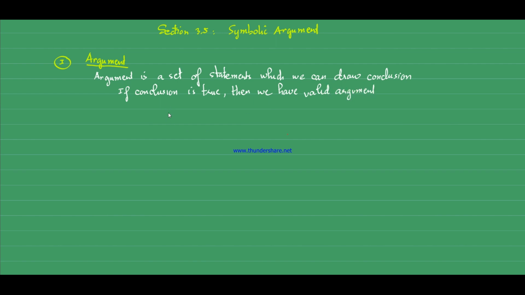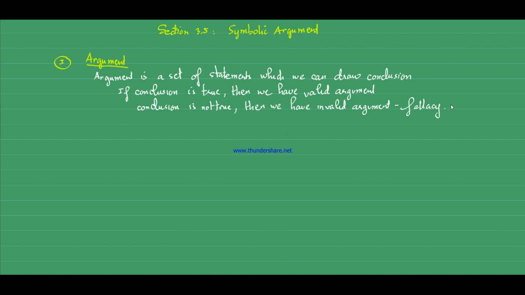So if the conclusion is not true, then we have an invalid argument. In that case, we will call it a fallacy. So if the conclusion is not true, then we have an invalid argument, which is called a fallacy.